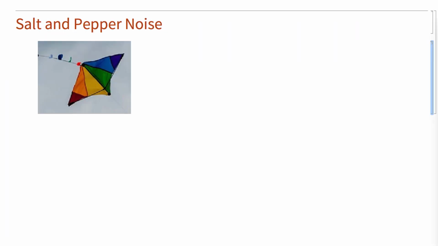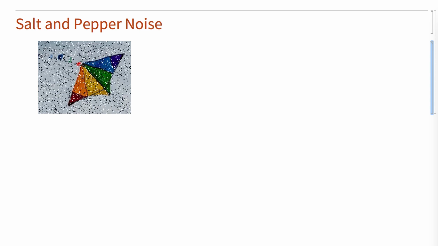Starting with noise, one common type of noise is noise associated with defective pixels. Here is an example where the defective pixels show up as pure black or as pure white, which can happen if some of the pixels are simply not working and so are either permanently on or permanently off. This kind of noise is called salt and pepper noise.